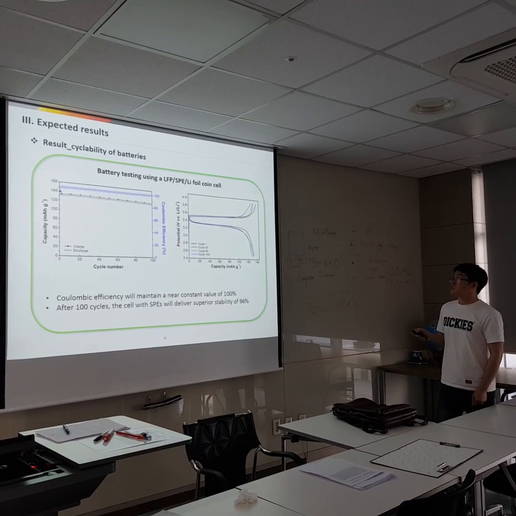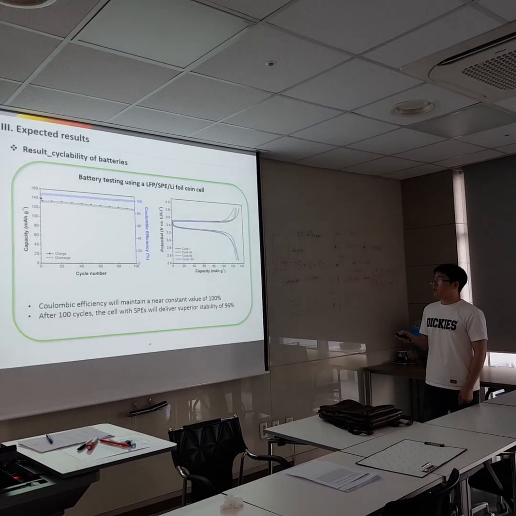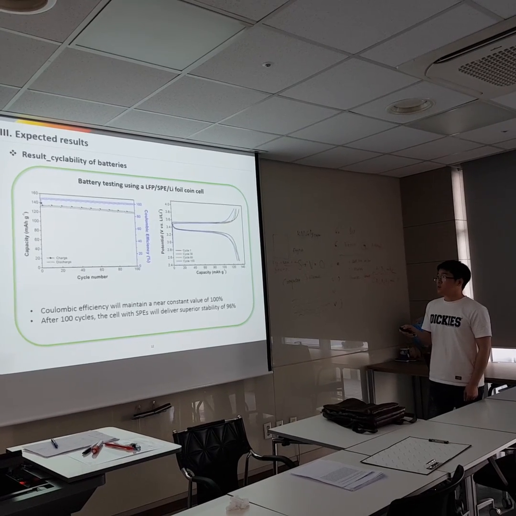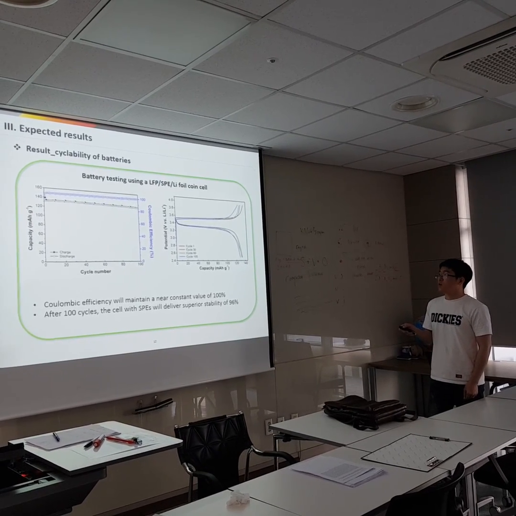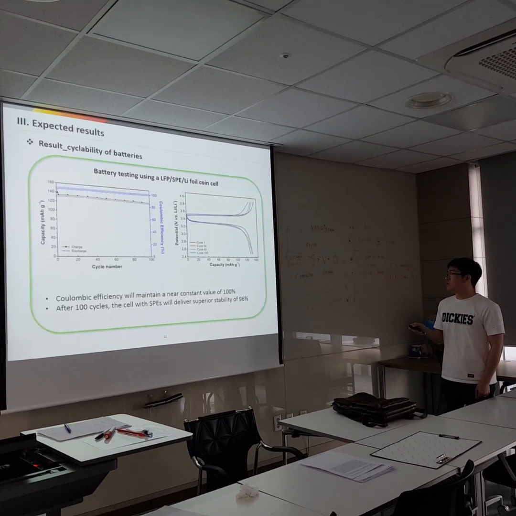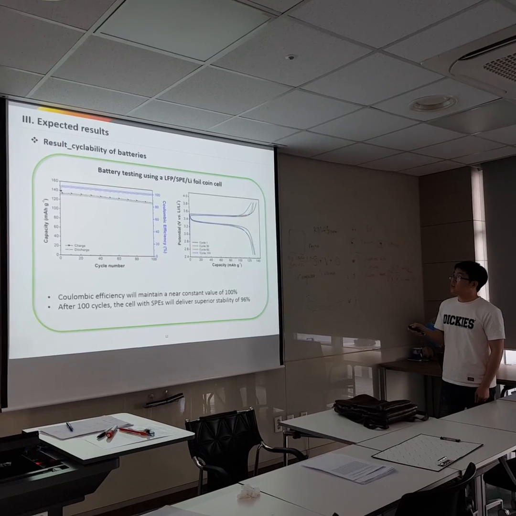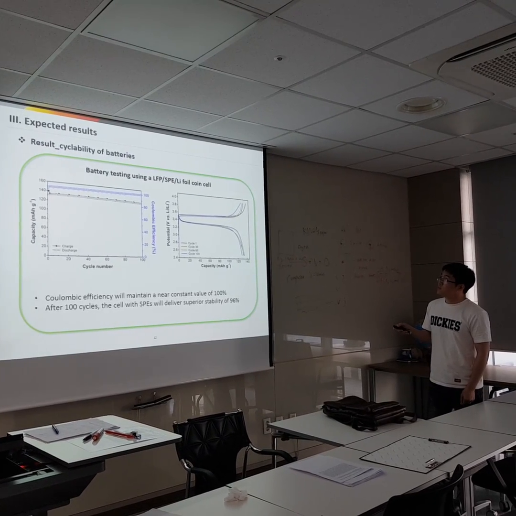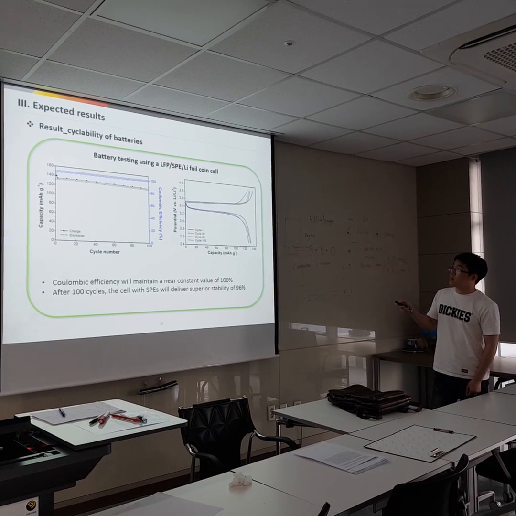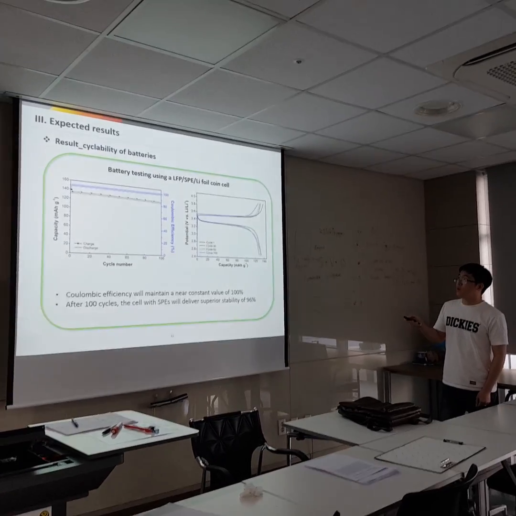As you can see here, the coulombic efficiency of the battery remains a nearly constant value of 100% after 100 cycles. And after 100 cycles, the cell with solid polymer electrolyte delivers superior stability of 96%, and the capacity retention after 100 cycles is about 128 milliampere hour per gram.